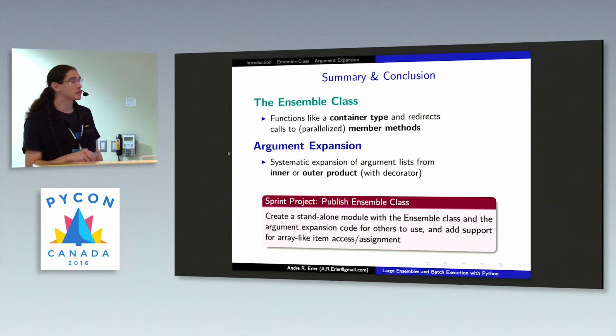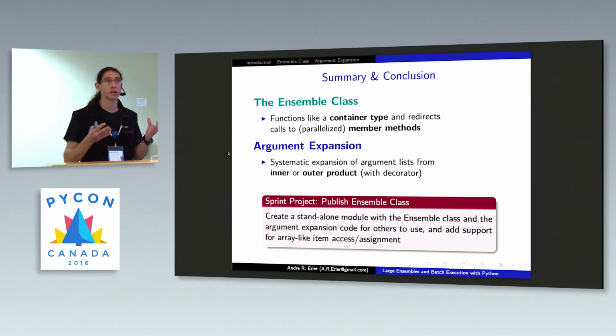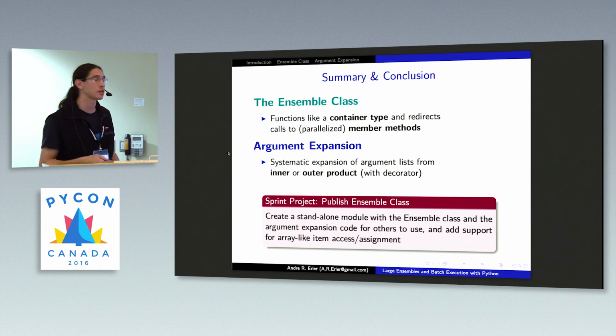So the ensemble class and the argument expansion together works really well to reduce a lot of boilerplate code and streamlines a lot of my work.